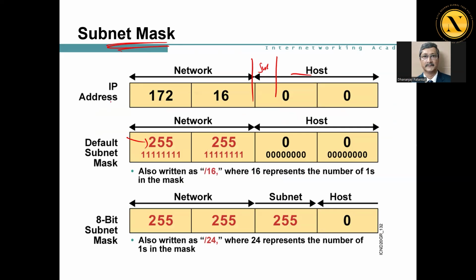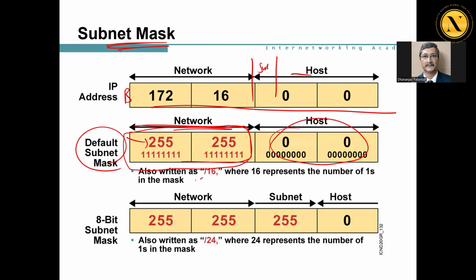Right? So we have a class B address here, 172.16.0.0, and we have a default subnet mask, which means what? One network, no subnet. So the first two octets, as a rule, go in the network portion, fixed, locked. And the host portion is 16 bits, right? Also known as /16. Subnet mask, prefix mask. Prefix: the first 16 bits are fixed in the subnet mask, right?